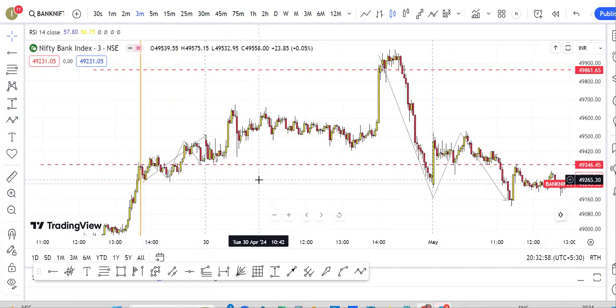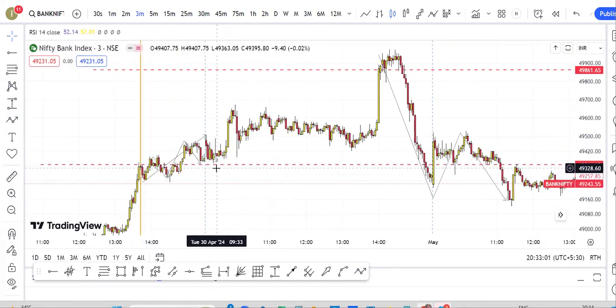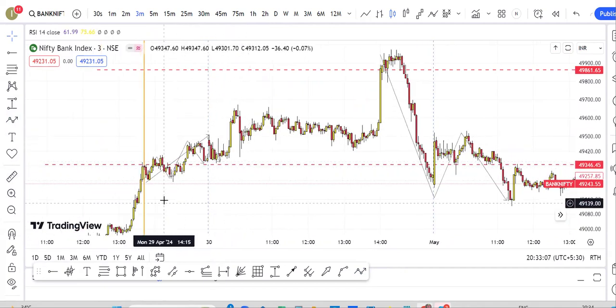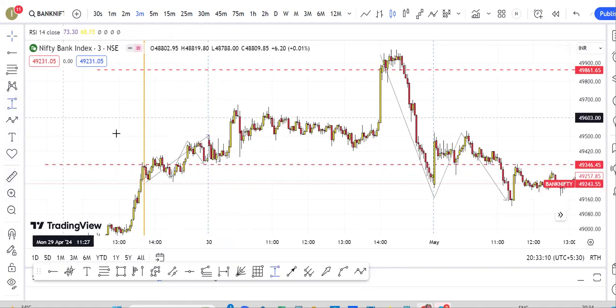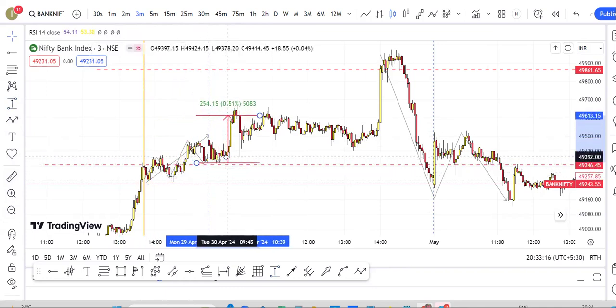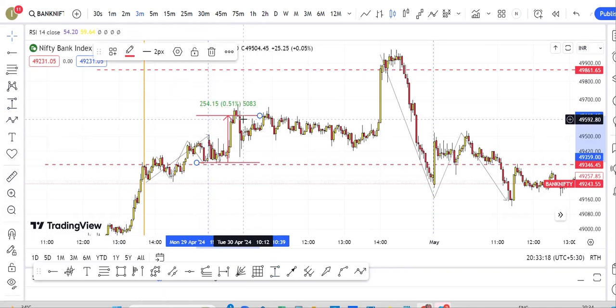It was a difficult day. But you could have taken a trade from here. You could have anticipated for the higher. How much you can anticipate is, from this move, you can anticipate this much move in the Bank Nifty. Okay, that is 254 points. You see what is the price of the underlying. For example, 49,353 is the level. You can select the 49,300 call option.